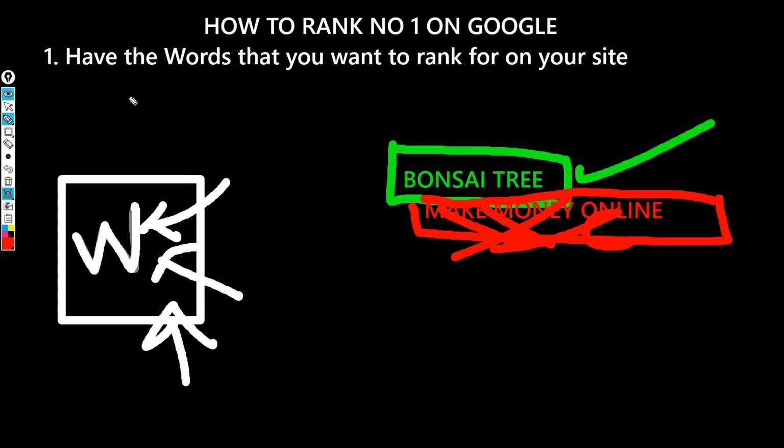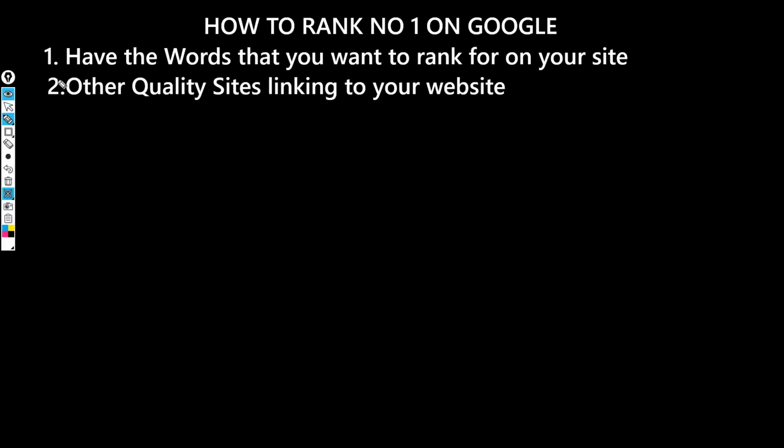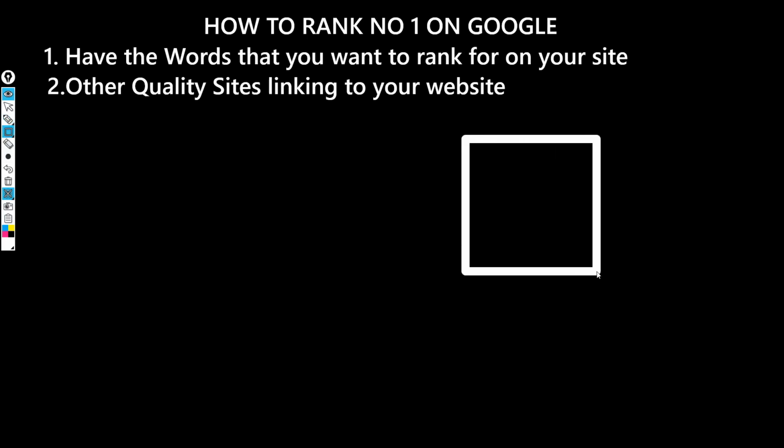Now I'm going to go to the second point. The second point is other quality sites linking to your website. Let's say this is your website and you have a keyword which is again low competition and high traffic, which means a lot of people are searching for it. Now you write a blog about bonsai tree. So if we go back to our second point, other quality sites linking to our website.